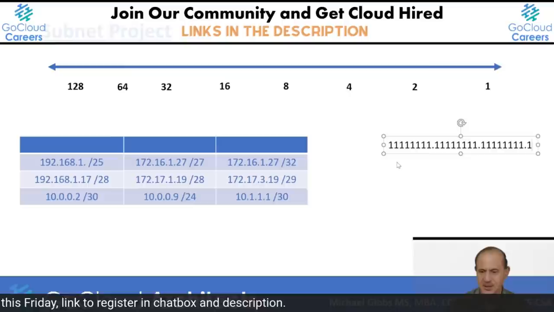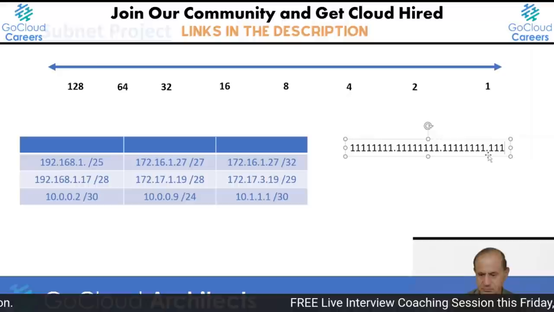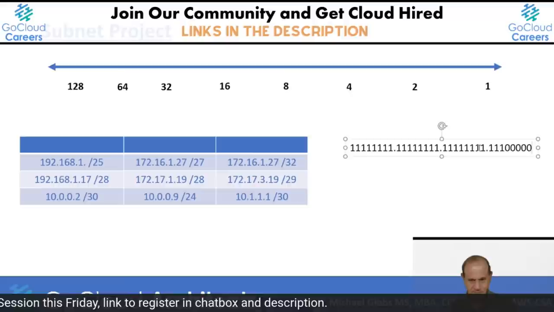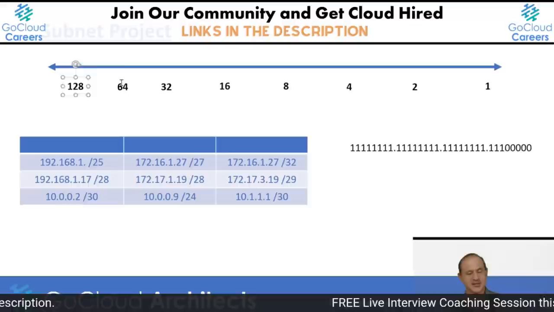1, 2, 3, 4, 5, 6, 7, 8. And then we've got five more zeros. Now, right now, where we're at, I'm going to do the following. Ryan, remember, slash 27 means this plus this plus this, which means 224.